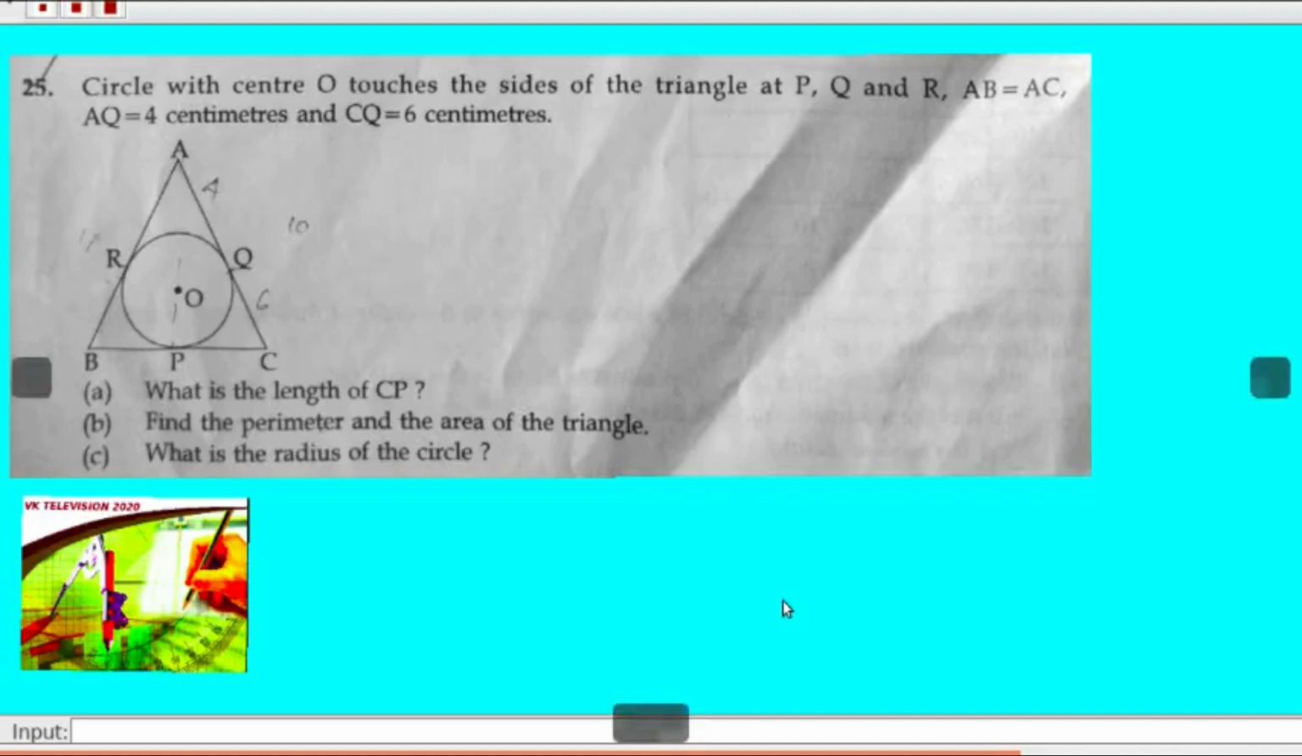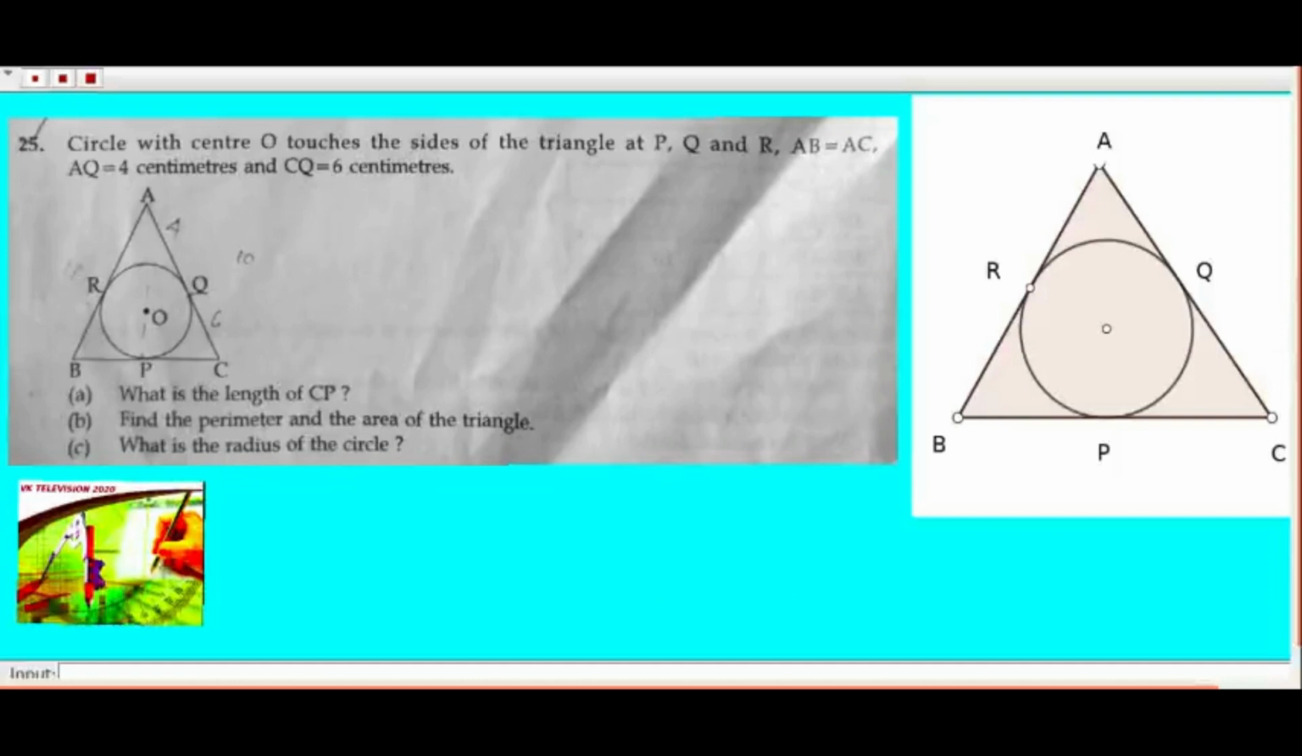Next, 25th: a circle with the center O touches the sides of a triangle at P, Q and R. AB is equal to AC, AQ is equal to 4 cm and CQ is equal to 6 cm. What is the length of CP?